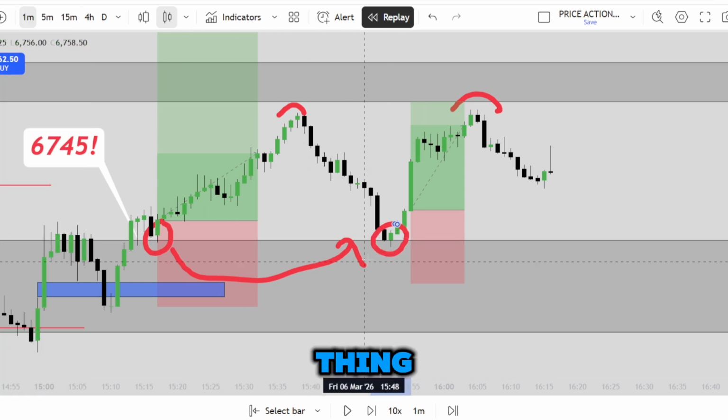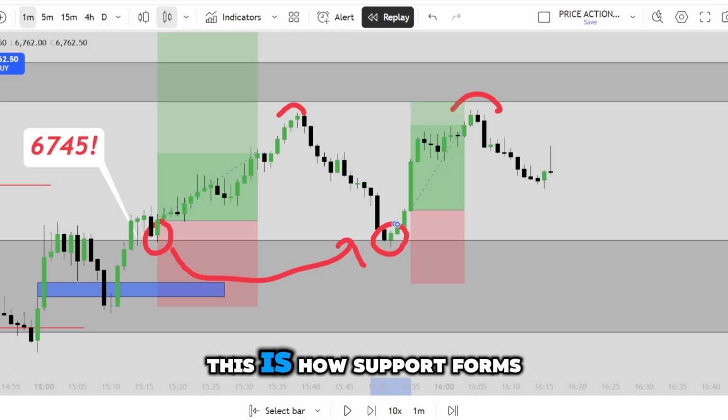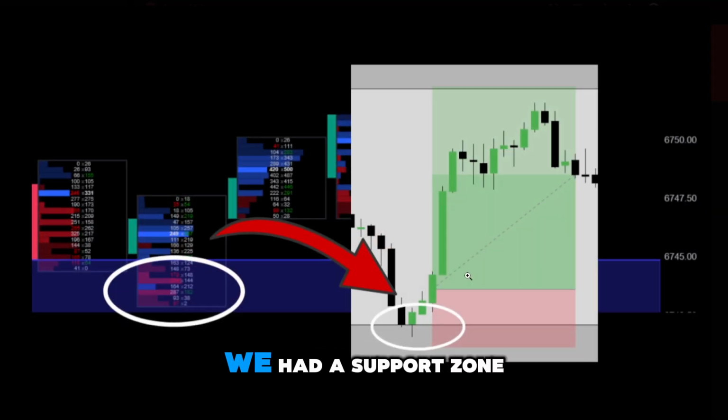And it was the same thing. This is support, right? This is how support forms, right? We had a support zone over here. So for those who can understand, this was my entry, right? What's going on here?